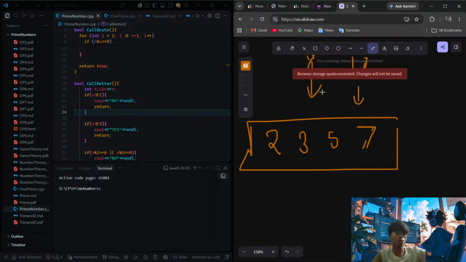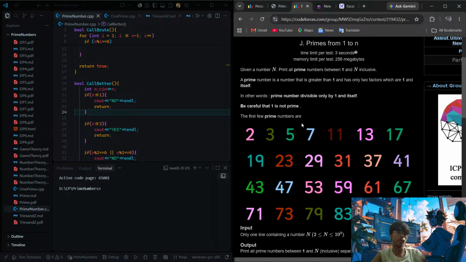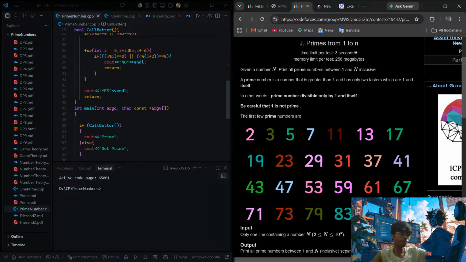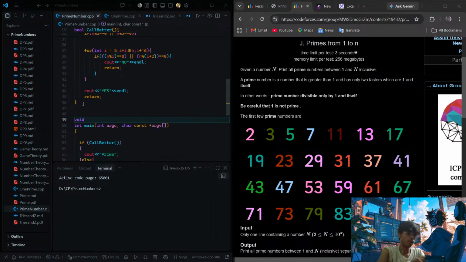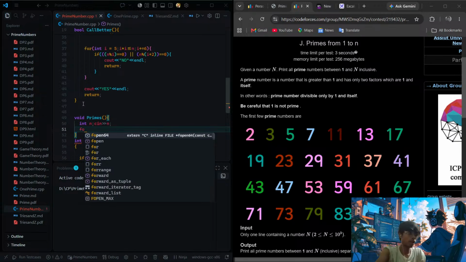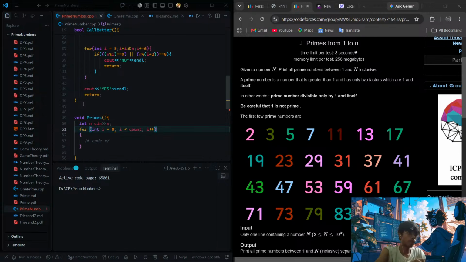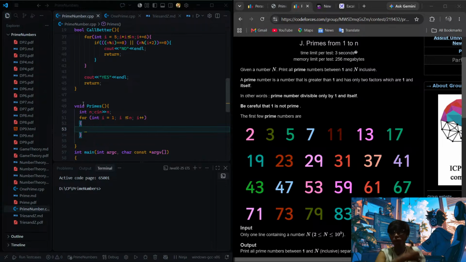Okay. So one of the approaches that I actually take here is that I will take that number. I will show you the code that I was thinking. So, primes. And in this, I am given a number N. Now I have to start from 1 and go till N, and print all the prime numbers.